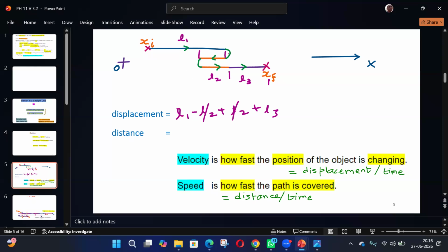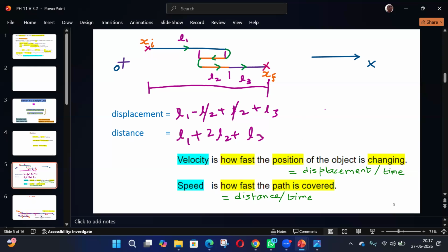The displacement cancels it out. Plus L2 and minus L2, or minus L2 and plus L2. So in some sense, that's why it gets displacement, how far this is from this to this. But the distance is L1 plus 2 L2 plus L3. L1 plus 2 L2 plus L3.